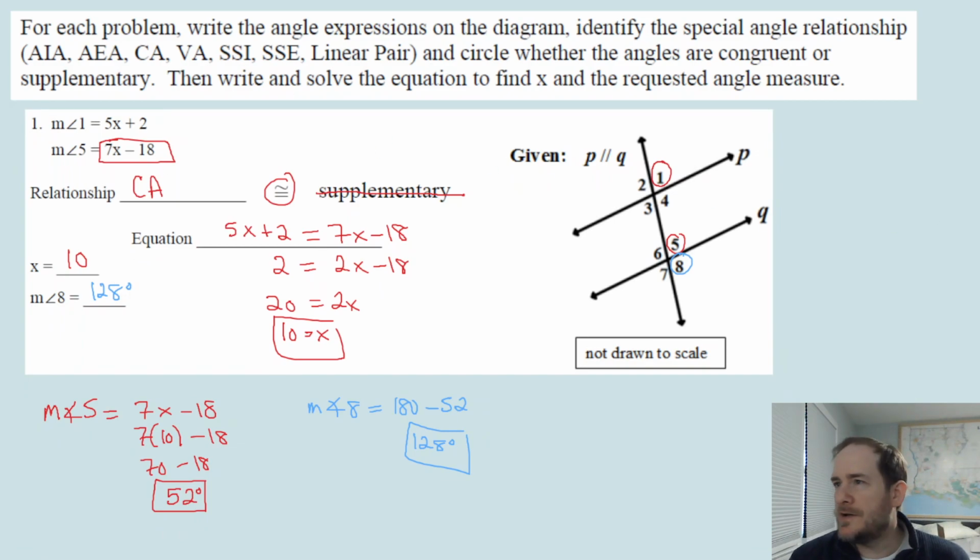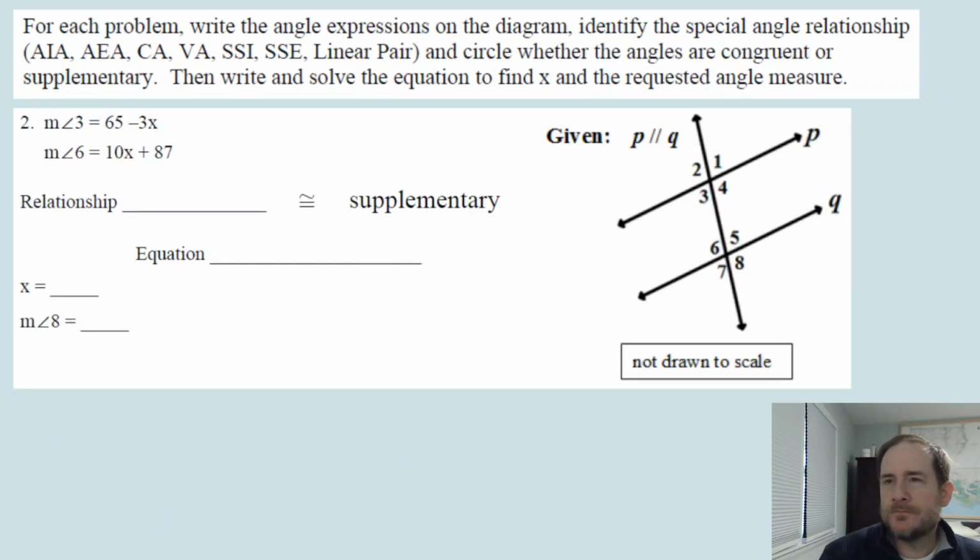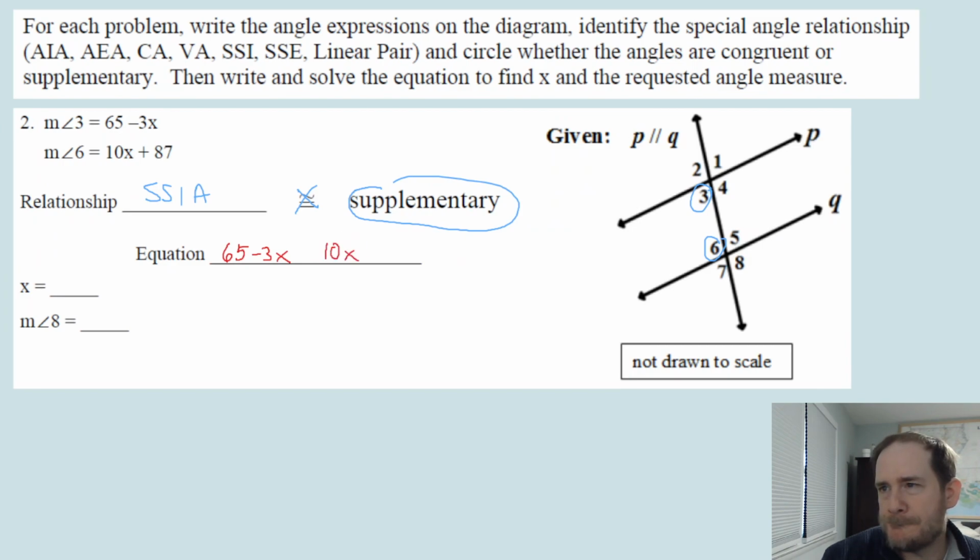So that's one. Number two. So 2 is asking about angles 3 and 6. And 3 and 6 are same side interior angles. That means they are supplementary, not congruent. That means the equation should be one where the 65 minus 3x and the 10x plus 87, those two things will add up to equal 180.